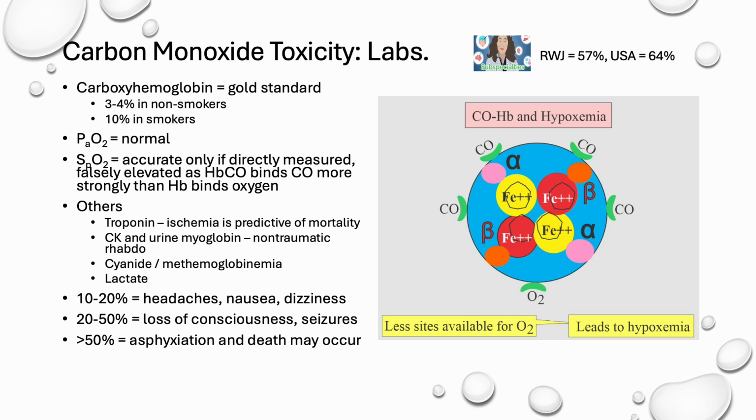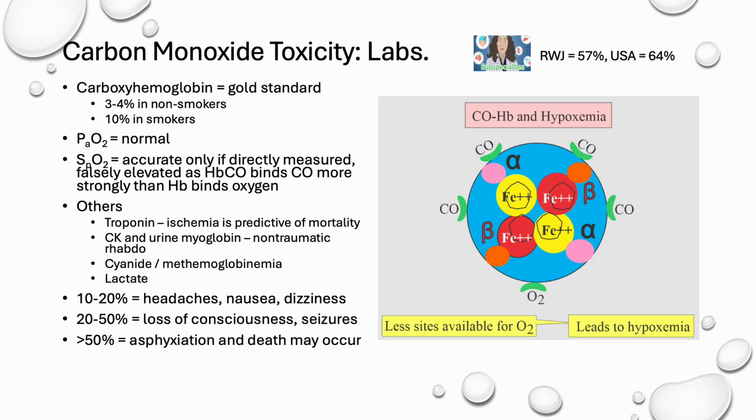If using a pulse oximeter, SpO2 may be elevated as carbon monoxide binds hemoglobin much more strongly than it does oxygen. Other lab work often obtained in suspected carbon monoxide poisoning are troponins, as myocardial ischemia in the setting of carbon monoxide poisoning is often predictive of mortality. CK and urine myoglobin, as rhabdomyolysis may be present. Cyanide and methemoglobin levels also are obtained, as these are often concurrent poisoning issues, especially when talking about smoke inhalation. And then lactate levels are often drawn as well.